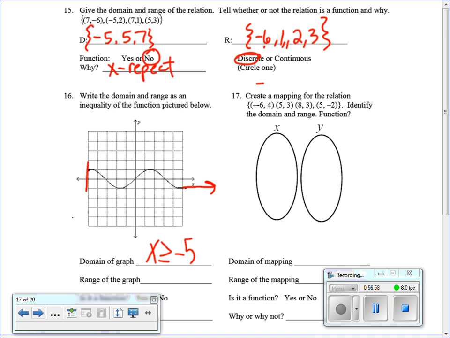Our range is a little bit different. We see that our graph is oscillating, that it is going between these two values. Oscillate means to just go back and forth. So our range in the graph that we have right now is between -1 and 1. We're including -1 and we're including 1 because our graph actually touches both of those points.